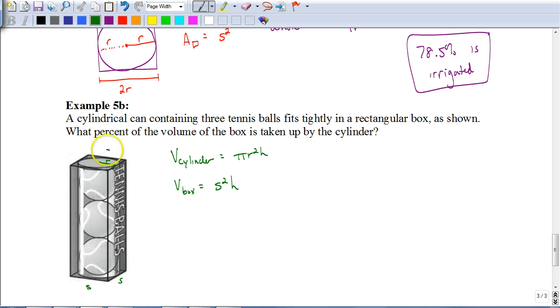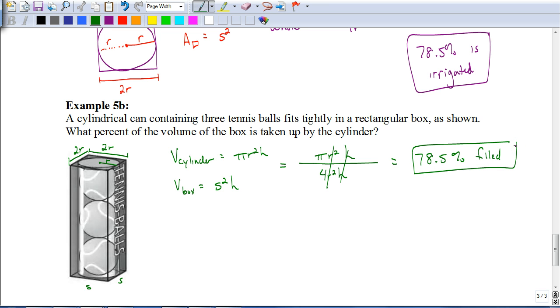This circle here has a radius of r, and just like the previous example, our square is going to have each side being 2r. So the volume of the box is going to be 2r times 2r, which is 4r squared, times the height. The volume of the cylinder is pi r squared times the height. The heights cancel out, the r squareds cancel out, and we're left with the same thing we had before, which is pi divided by 4, which gives us 78.5%. That is the portion used or filled.